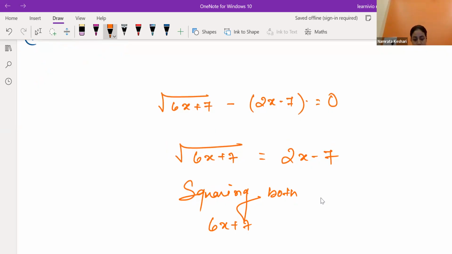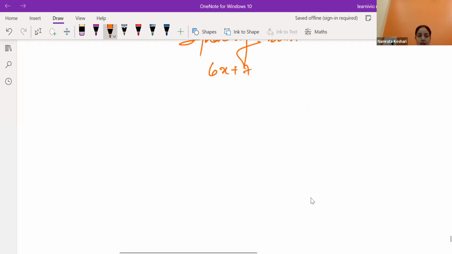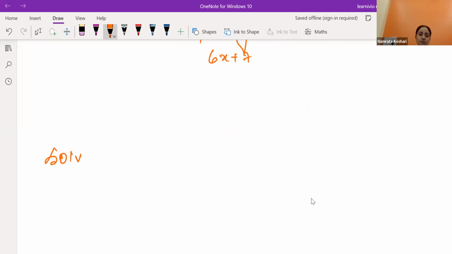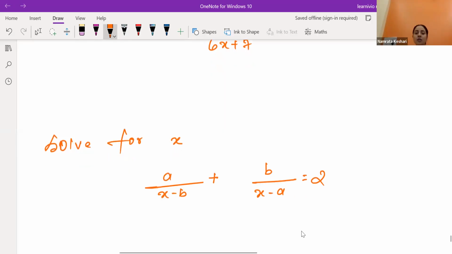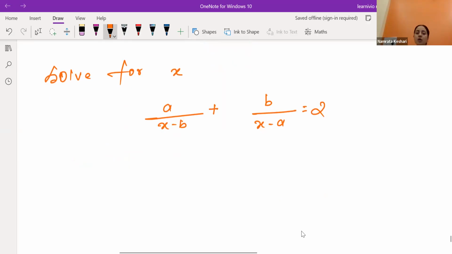Let me take, suppose we are having, solve for x. We are having a by x minus b plus b by x minus a is equal to 2. Let's solve it for x. x can be in terms of a and b. So yeah, we'll be focusing on solving it. We can take out the LCM.